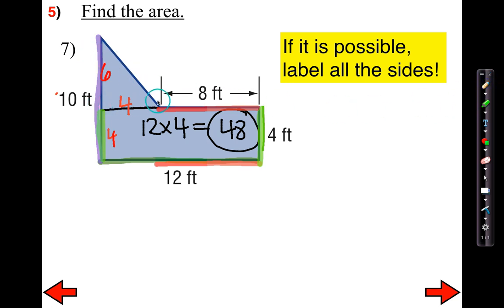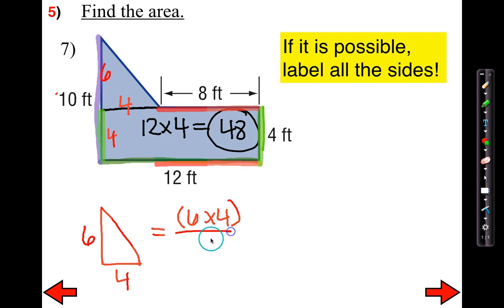So I'm just going to go ahead and redraw this triangle real quick. I know the base is a 4 and the height is a 6. So I'm going to find the area of this triangle. To find the area of a triangle, you're going to do base times height, and then you're going to divide by 2. To make things simple, I am going to cross cancel. I'm going to go ahead and divide by 2. And that's going to leave me with 12 over 1, which is just 12.